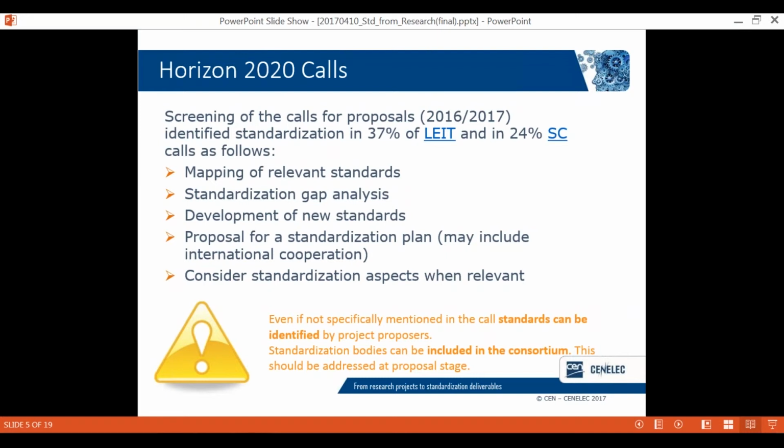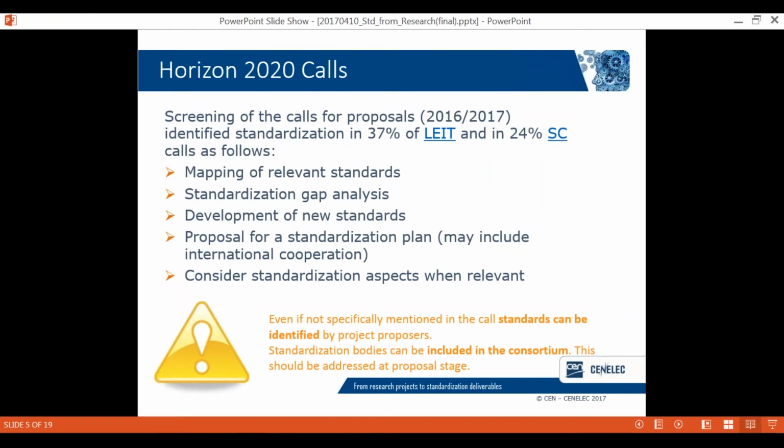So we're looking at mapping of relevant standards, there are calls looking at addressing standardization gaps, developing new standards, so contributing to the standardization work program, proposing standardization plans, sometimes also in cooperation with the international standards organizations, or very vague references to considering standardization when relevant. The links will take you to the screening, to the tables that we made available, so that you see really the whole spectrum, the whole variety of calls.